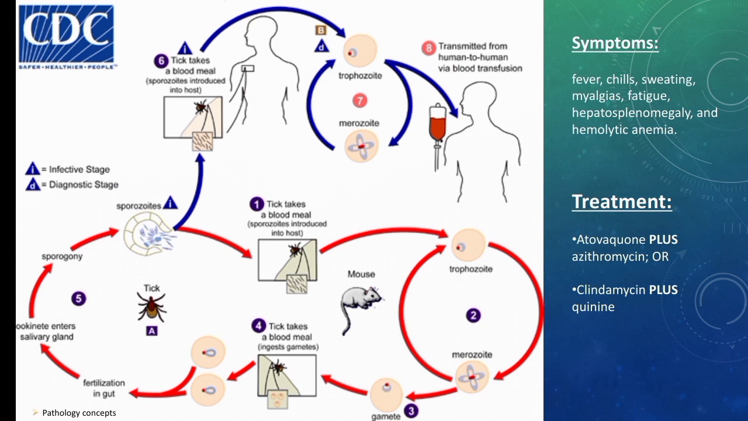The symptoms of babesiosis are fever, chills, sweating, myalgia, fatigue, hepatosplenomegaly and hemolytic anemia. The treatment of infection is atovaquone with azithromycin, or clindamycin plus quinine.